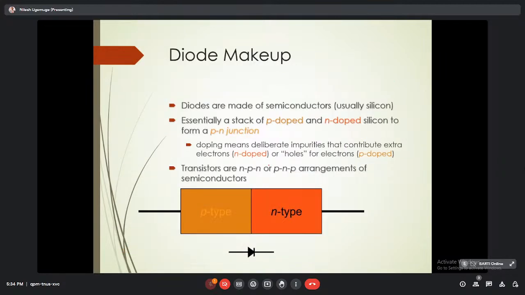Now again, here we can see how a diode can be made. Simply, as I have discussed, diodes are made up of semiconductors, usually silicon or germanium. Any of the semiconductors can be used for that. Then essentially a stack of p-doped and n-doped silicon forms a PN junction.